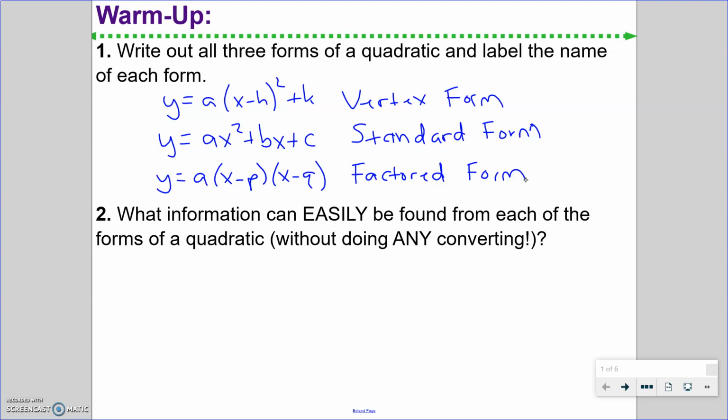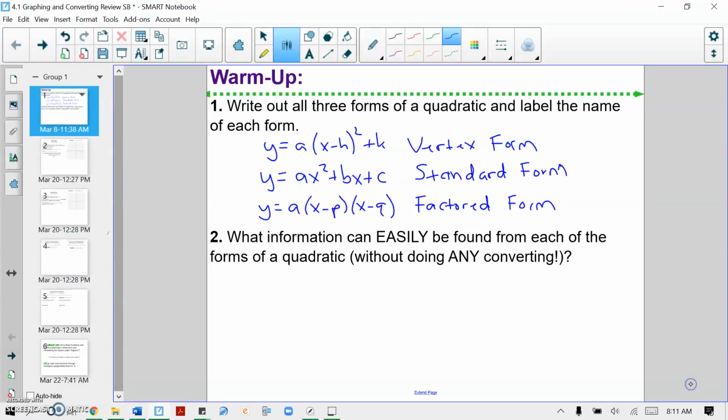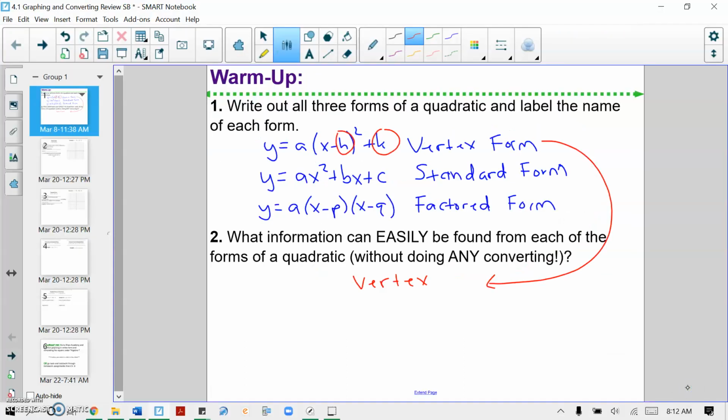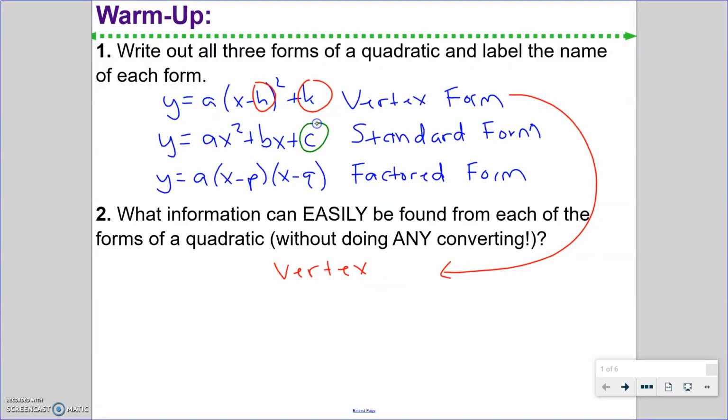So for number 2, what information can easily be found from each of the following forms of a quadratic? Easily meaning I'm not converting, I'm not technically doing any math whatsoever. Vertex form is the easy one. You can find the vertex, right? And your vertex is H, comma, K, right? So you can pinpoint, boom, here's where the point is in my vertex. For standard form, you can find the y-intercept very quickly. And the y-intercept is always 0, comma, and then whatever that c value is, that's your y-intercept.